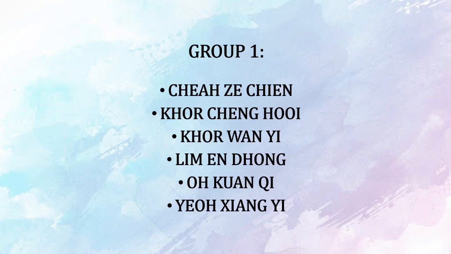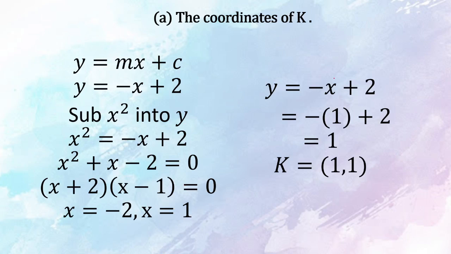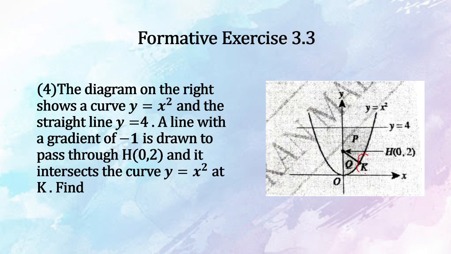Okay, so we are given this question from Formative Practice 3.3. Question number 4. The diagram on the right shows the curve y equals x squared and the straight line y equals 4. So y equals 4 is this straight line, and the curve is y equals x squared. A line with a gradient of -1 is drawn to pass through H(0, 2), and it intersects the curve y equals x squared at K. Find the coordinates of K. So K is this part.